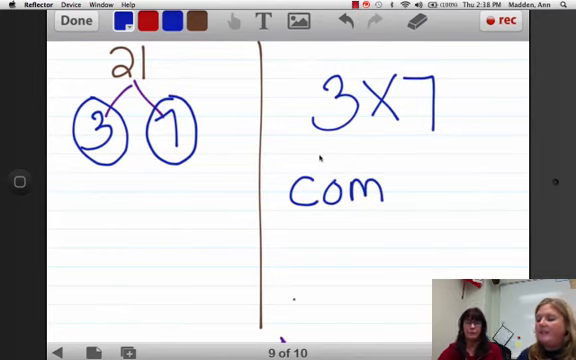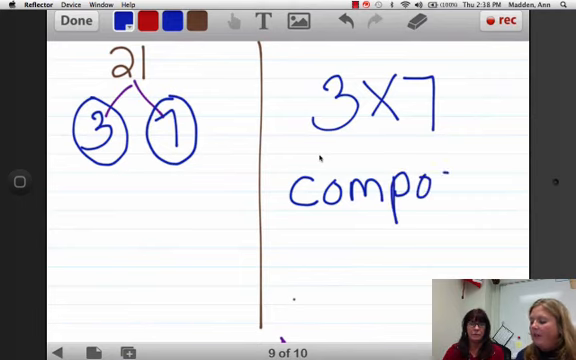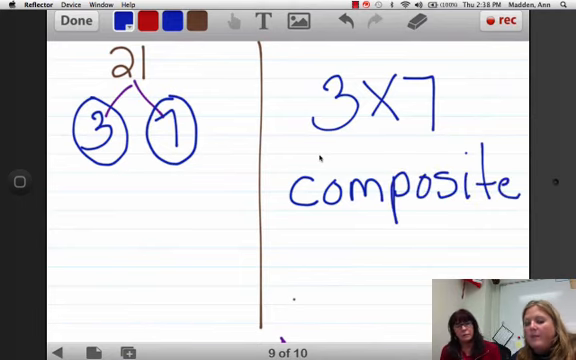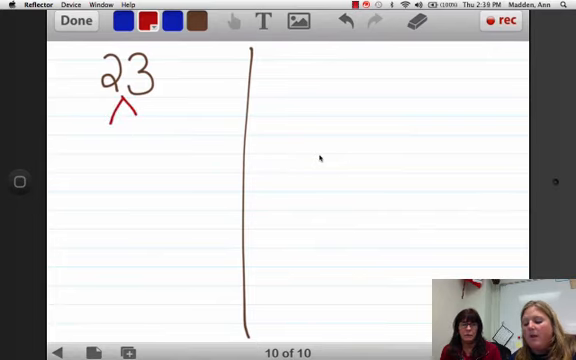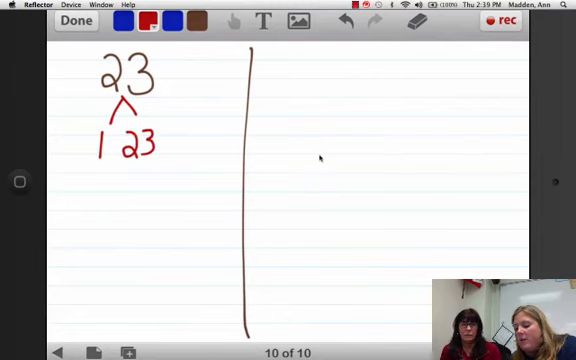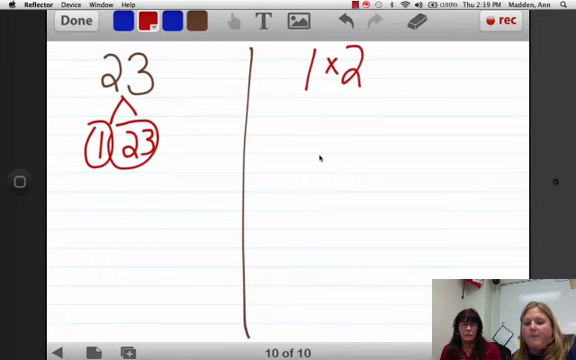Okay. All right, let's take a look at our last example. 23. What times what equals 23? I cannot think of anything except for 1 times 23. 1 is prime. Of course, 23 is prime. My prime factorization is only 1 times 23, making 23 a prime number.